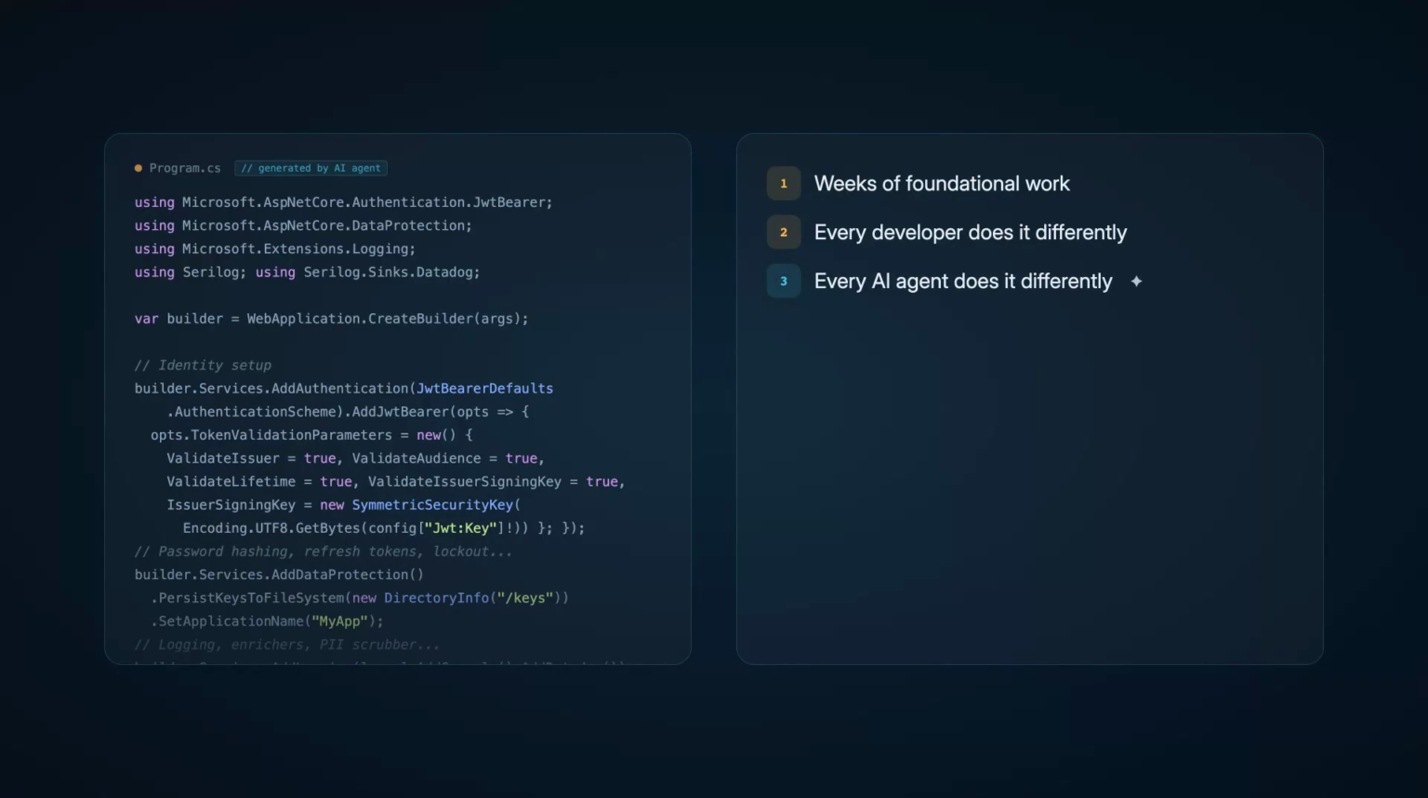Weeks of work that produce something subtly different every time. Every team does it differently. Every agent does it differently. Audit findings pile up. And the code that's supposed to ship your product becomes the code maintaining your plumbing.